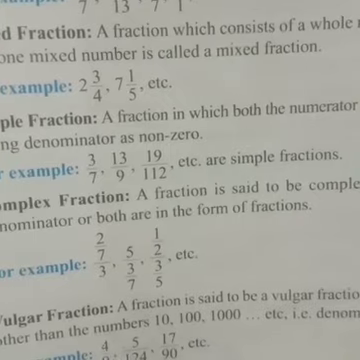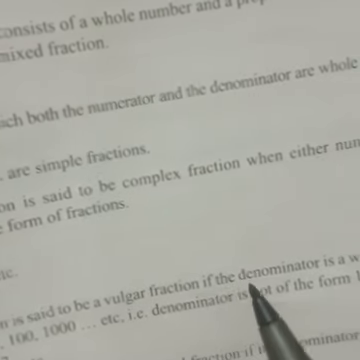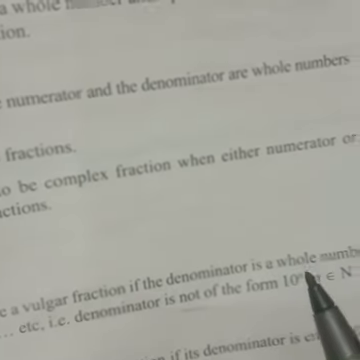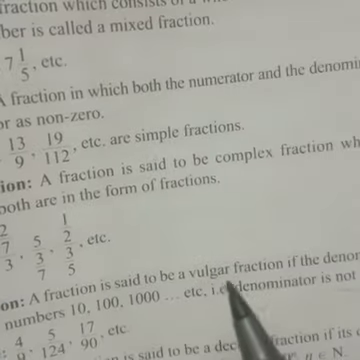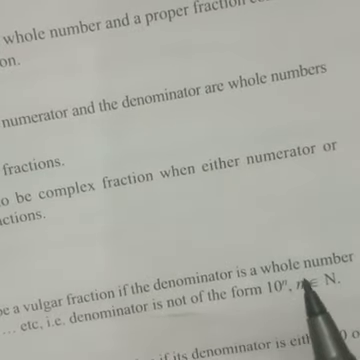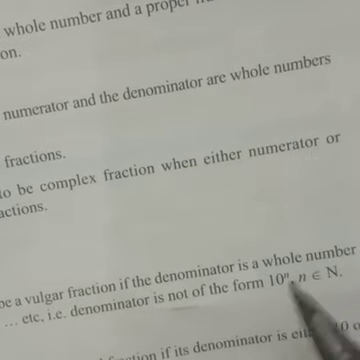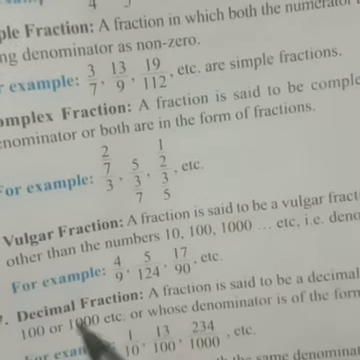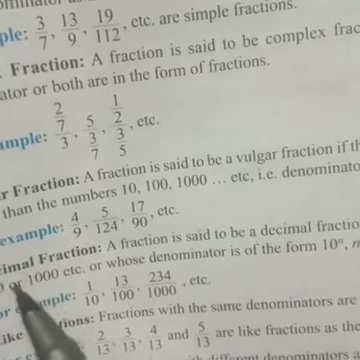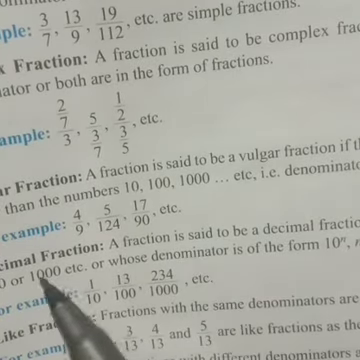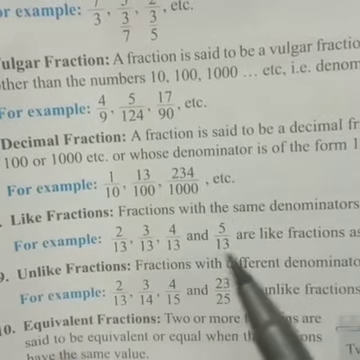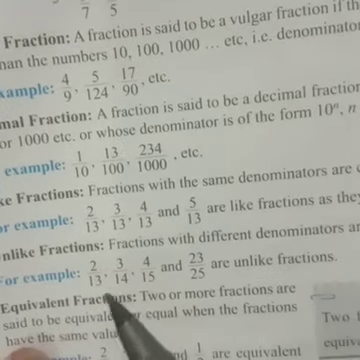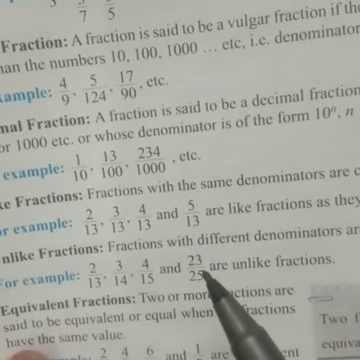Next, vulgar fraction. A fraction is said to be a vulgar fraction if the denominator is a whole number other than 10, 100, 1000, etc. That is, denominator is not of the form 10 raised to n. You can't write it as a power of 10. Like that fractions we are calling vulgar fractions. Decimal fraction: denominator 10, 100, 1000, etc. Like fraction means denominator should be the same. Unlike fraction, denominator different. Clear?